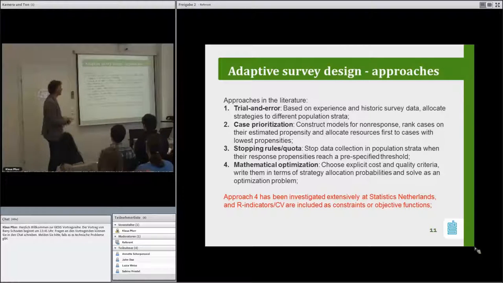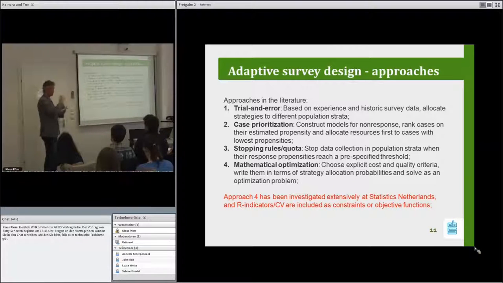The other three are a bit more structured. Case prioritization means that you model non-response and you start to rank cases. You start with the ones that have the lowest propensity and then you work your way up. The cases that have very high propensity, you put in the last position.